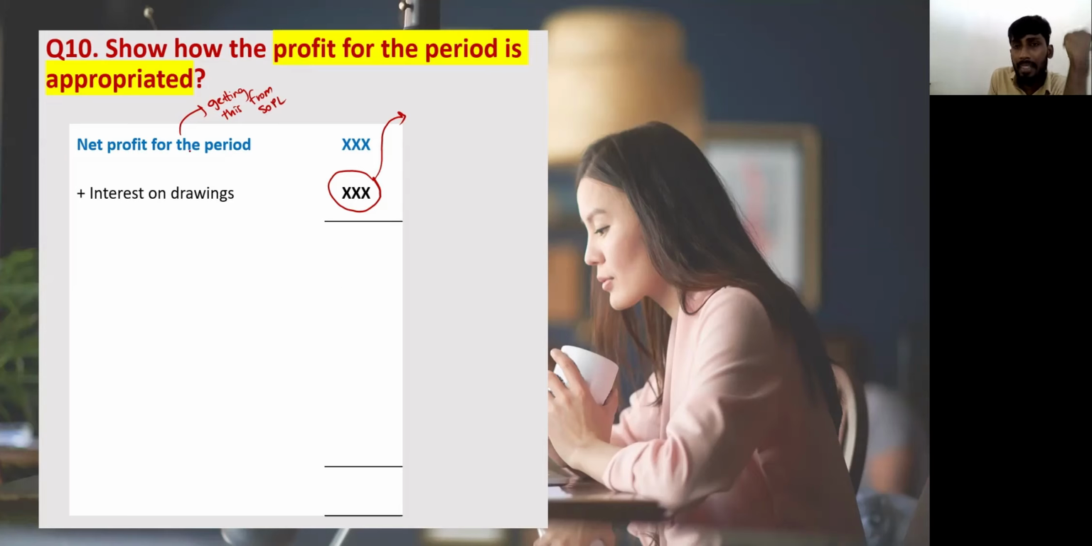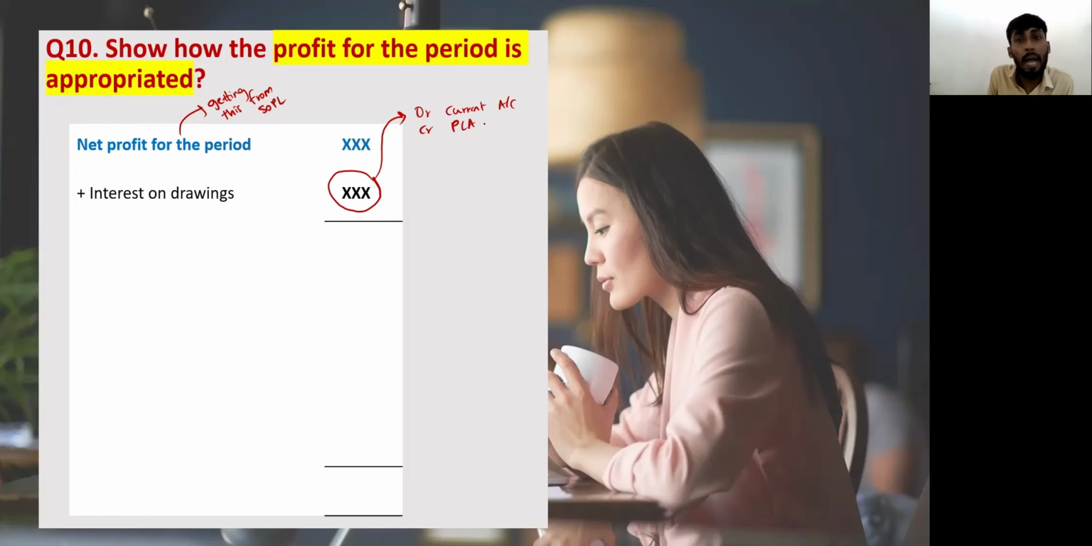Okay, think like this: interest on drawings. Interest on drawings needs to be taken from the partners. It is not to be given to the partners, it needs to be taken from them. Therefore, to take it from the partners, we need to reduce their equity. To reduce their equity, we debit the current account, and credit the profit or loss appropriation account.